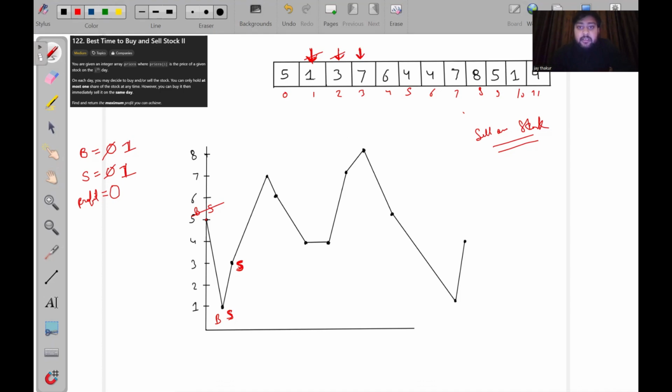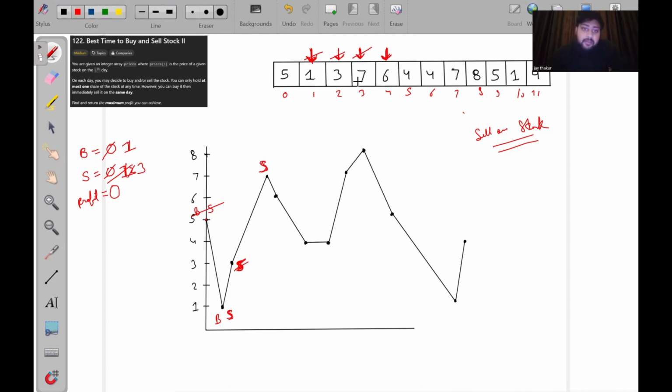Again we will check whether the price on this day is greater than the price on the previous day. Yes, the prices are greater. So we will simply increase this selling pointer. Now this selling pointer is at the third index, second and third. Okay, so we are here and we will simply increase this pointer.